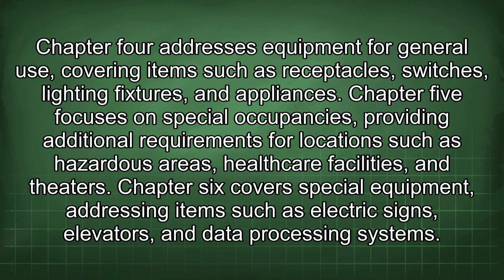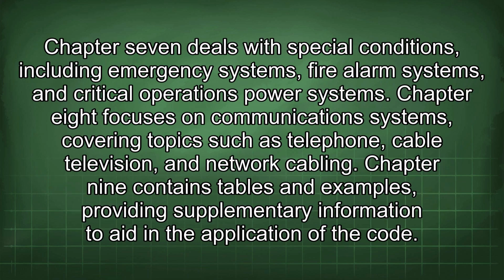Chapter 5 focuses on special occupancies, providing additional requirements for locations such as hazardous areas, healthcare facilities, and theaters. Chapter 6 covers special equipment, addressing items such as electric signs, elevators, and data processing systems. Chapter 7 deals with special conditions, including emergency systems, fire alarm systems, and critical operations power systems.